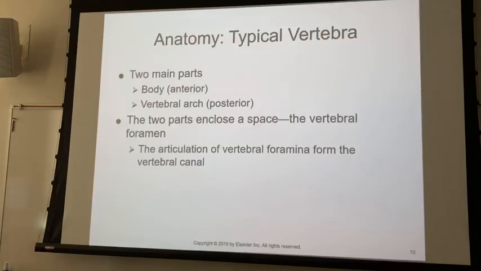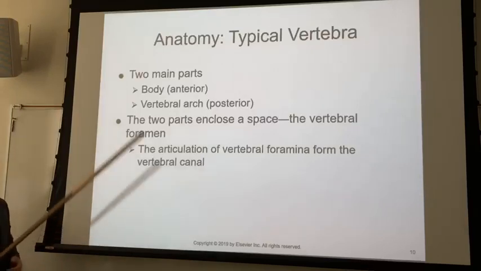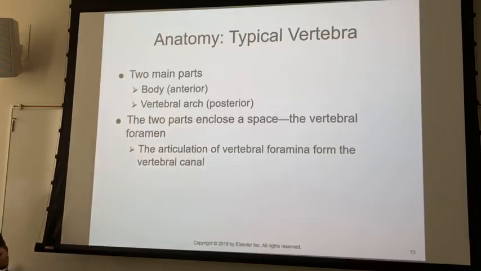So typical vertebra, this is typical vertebra. We've got some that are normally atypical, but we've got a body. We've got a vertebral arch. Posteriorly, the body is anterior. All right, so the 2 parts enclose a space that we call the vertebral foramen.